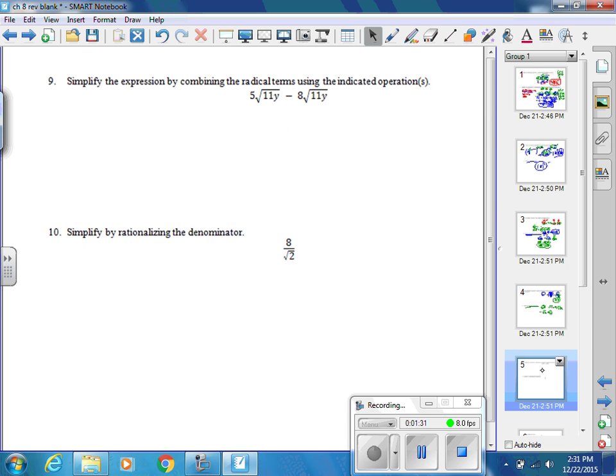Look at the next one. It says simplify the expression by combining the radicals using indicated operations. Do you remember one of the earlier problems, we had to actually change around the radicals to be able to add and subtract them? Here, they're already the same. Because they're the same, I can just go ahead and literally subtract my numbers, 5 minus 8, which is minus 3, and then this radical 11y just comes along.